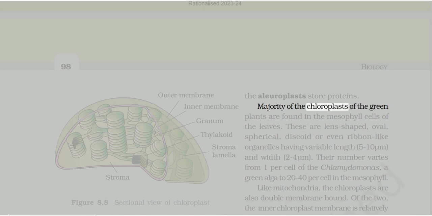Majority of the chloroplasts of the green plants are found in the mesophyll cells of the leaves. These are lens-shaped, oval, spherical, discoid or even ribbon-like organelles having variable length, 5-10 µm, and width, 2-4 µm. Their number varies from 1 per cell of the Chlamydomonas, a green alga, to 20 to 40 per cell in the mesophyll. Like mitochondria, the chloroplasts are also double membrane bound. Of the two, the inner chloroplast membrane is relatively less permeable.